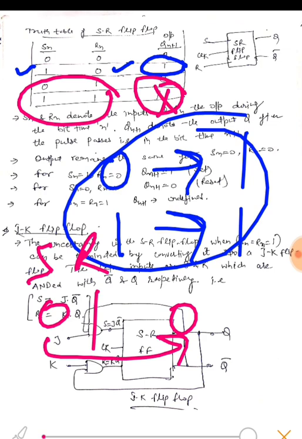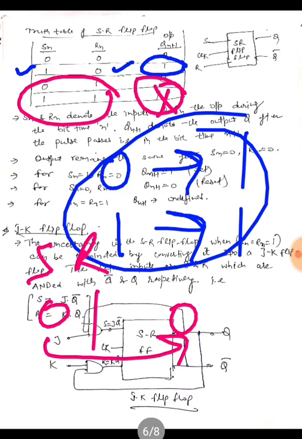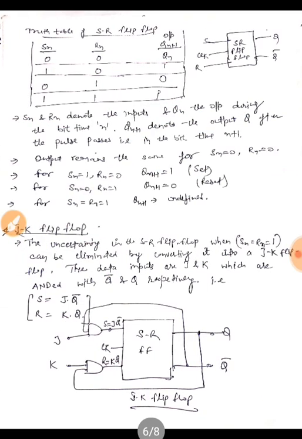And 1 and 1 is prohibited. It is not valid in SR flip-flop because both the outputs Qn and Q bar will try to be high. So Sn and Rn denote the inputs, Qn plus 1 is the next state, and Qn was the previous state. So if 0 0 is there, it will remain in Qn, that is the previous state. If 1 0 is there, it will change to 1. If 0 1 is there, it will change to 0, and if 1 1 is there, it is undefined. If S and R both are 1, then the next state is undefined.